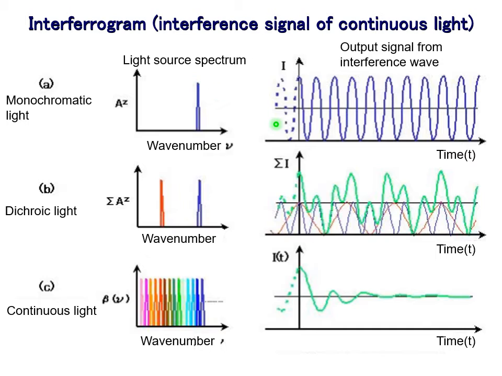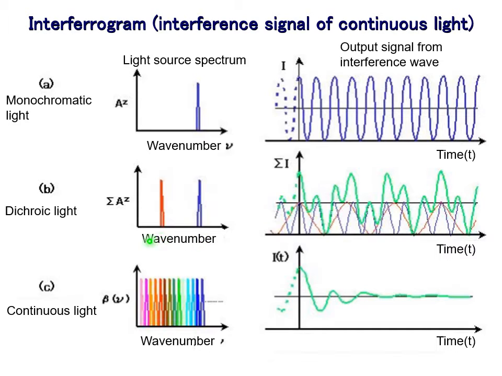Conversely, a mathematical process called the Fourier transform is used to obtain a spectrum representing the relationship between wave number and light intensity from the measured interference signal. Fourier transform of a single sine curve gives a spectrum with intensity at only a specific wave number. Fourier transform of the composite wave of the two sine curves gives a spectrum with intensity at two wave numbers.